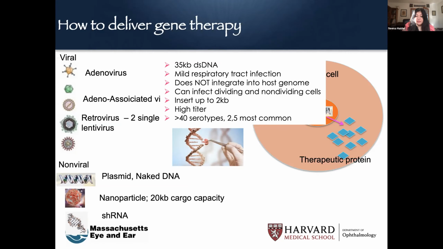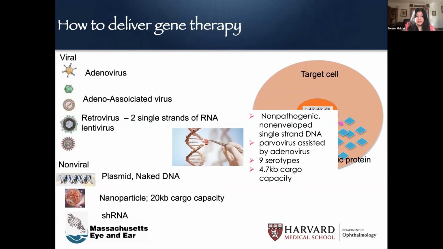The insert size is a limitation. It's only up to 2 kb. However, if you have a small gene that you're working with, this is something that's actually quite common. We use, as we'll see in the next couple of slides, you can get a really high titer. There are up to 40 different serotypes, and number 2 and 5 seem to be the most common.